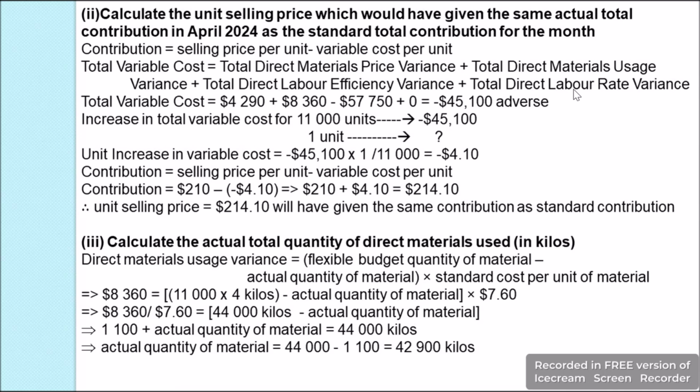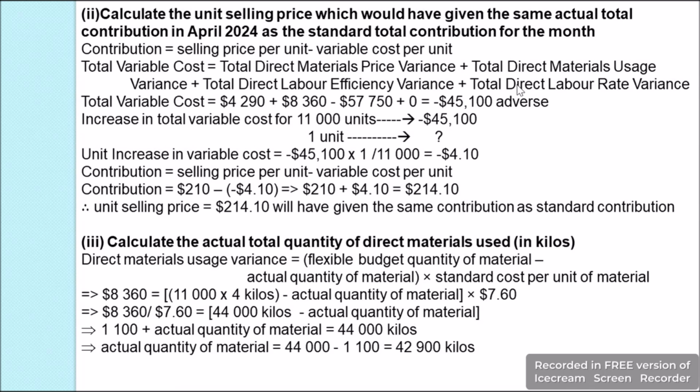You see, when we talk about the cost, if there is an increase in the cost, then we get an adverse variance, and if there is a decrease in the cost, we get a favorable variance. So when we want to find how the total variable cost has differed, if we see the total material price variance, this is favorable, that is, 4,290 was the amount by which the total variable cost has been reduced.